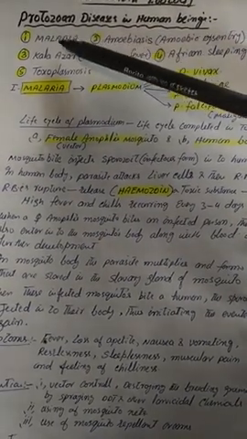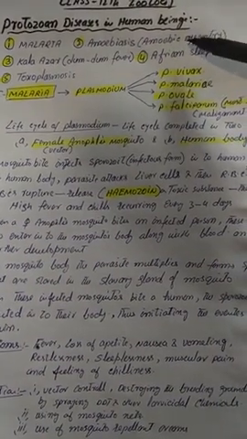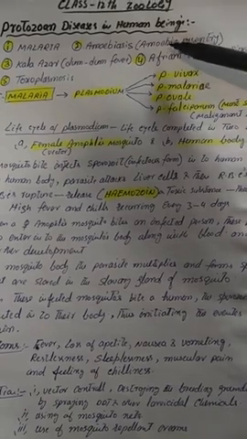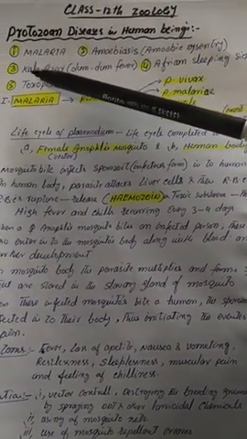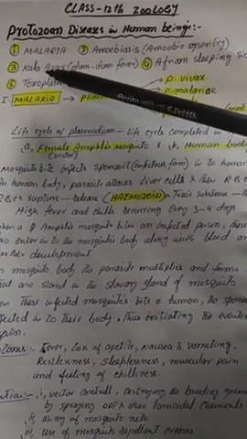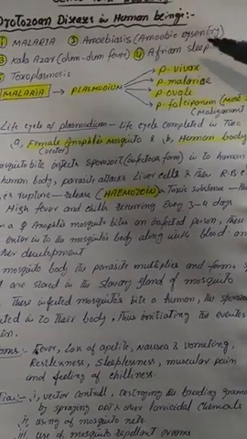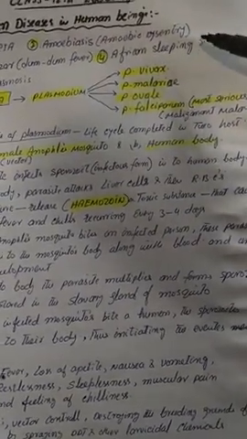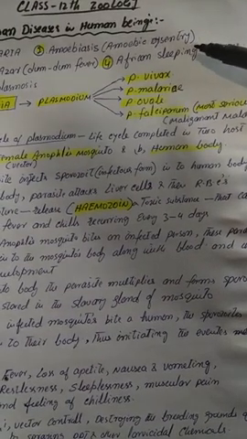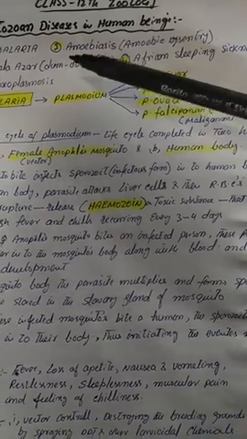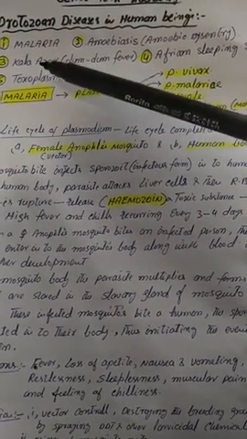such as malaria, amoebiasis, also known as amoebic dysentery, caused by Entamoeba histolytica, and another protozoan disease is what we call Kala Azar, also known as dum-dum fever. Similarly, African sleeping sickness is another protozoan disease. And lastly, toxoplasmosis, also a protozoan disease.